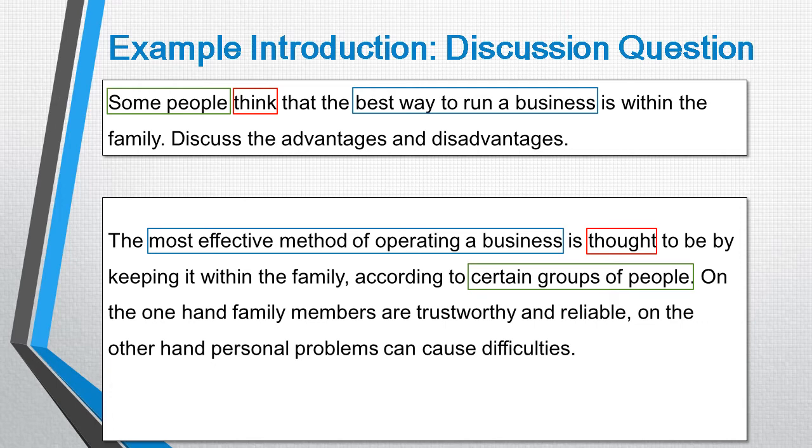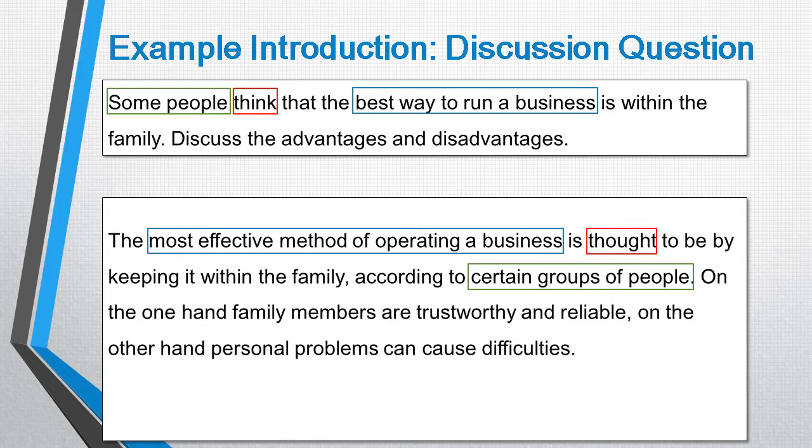The next R is to respond. Now, this is a discussion question, and you'll remember from the structures that we don't actually have to give our opinion in discussion questions. But what we can do is give a general outline of the opinions for and against an issue. So here I've responded doing just that.